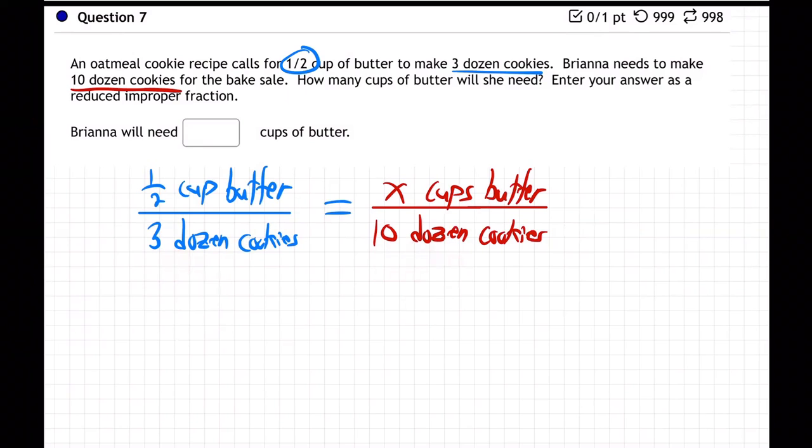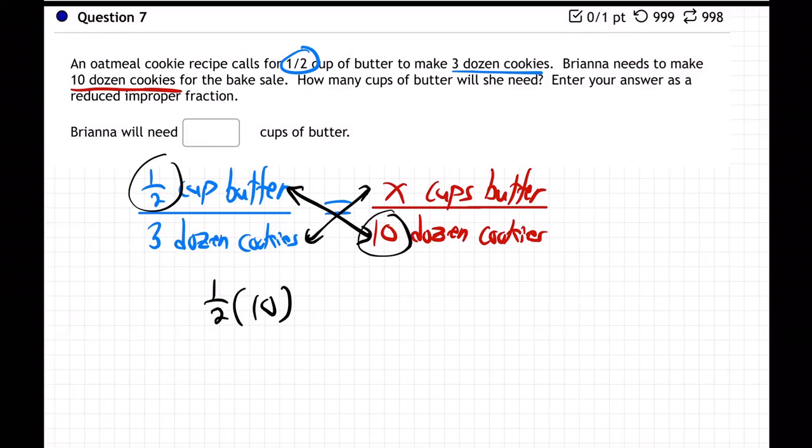It'll work either way. All right, so I have 2 equal fractions. How do I solve this equation with 2 equal fractions? You're going to cross multiply, diagonal. So I'm going to take a half times 10. It's going to equal 3 times x.